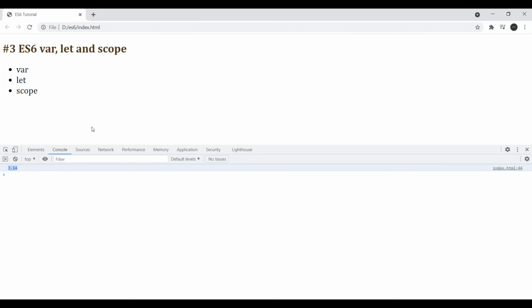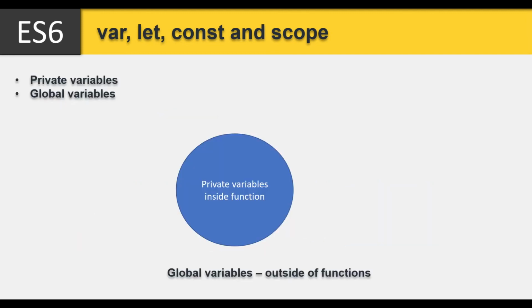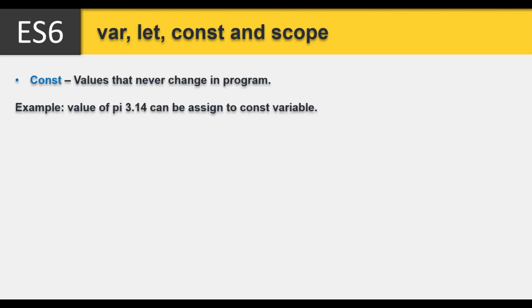So this is how scope works. Scope is basically like the life of the variables: where they can be used, or what values variables hold inside or outside the block. So we have private variables and global variables. Private variables are limited to inside the functions, whereas global variables can be used outside of the functions. And constants are values that never change in the program. For example, the value of pi, 3.14, can be assigned to a const variable and it never changes.